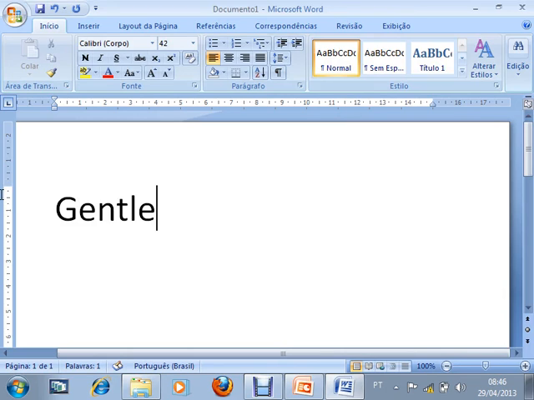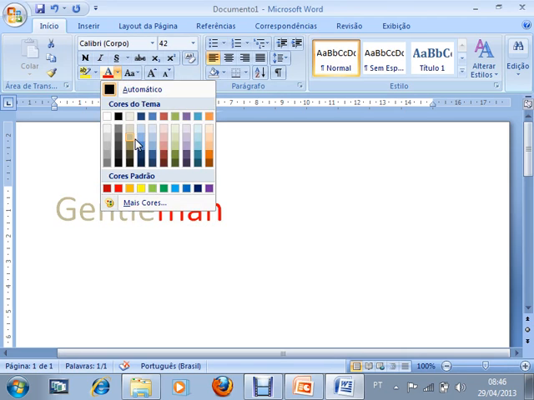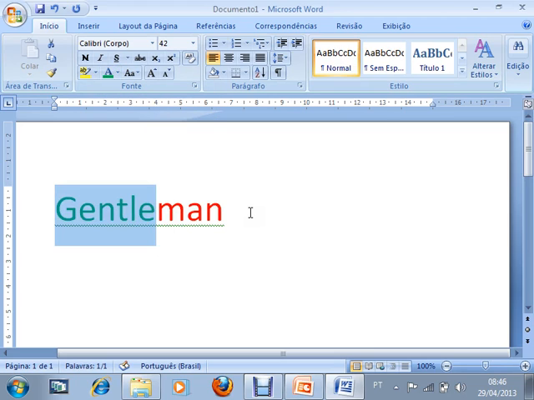Gentle. Can I build up other words from gentle? Gentleman. So here I have a word composed of two morphemes. Just for your information, this is what we call a compound word. Okay, gentleman. Now, from gentleman, can I build up any other word?